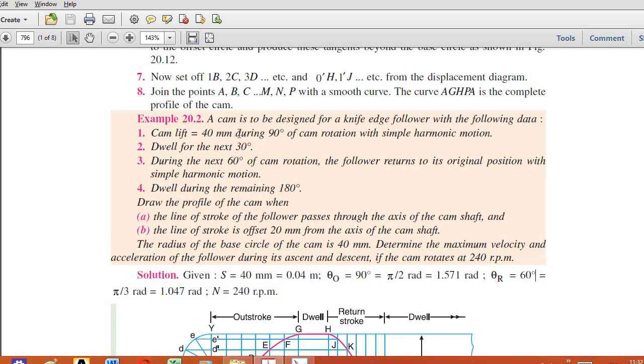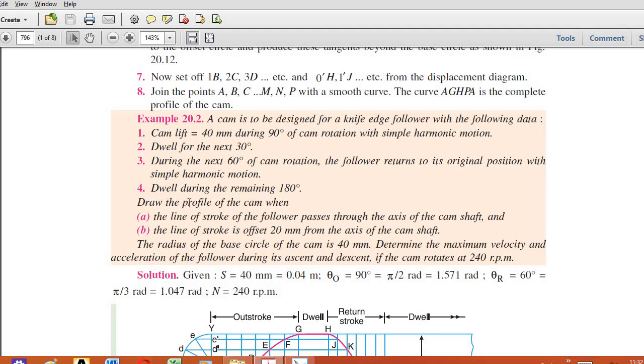Okay, so they will give the angle of ascent and angle of descent, and the type of motion, whether it is simple harmonic, linear, or uniform acceleration retardation motion, that they will specify in the problem. Depending on that, you have to note down and write the displacement diagram.